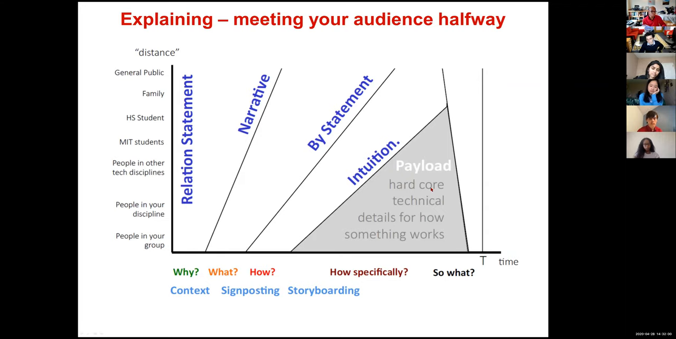So this is the hardcore technical details for how something works. But everyone should understand this. Even if they don't understand everything here, more and more people should be able to understand that. And then eventually some things only the expert will understand. That's fine. So this is the why, this is the what, this is the how. And the how specifically, it's okay if they don't understand it, but they should understand the general how, and of course, the so what. Everybody with me on this?